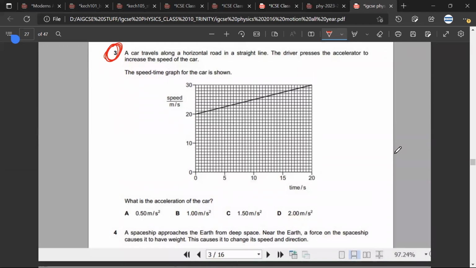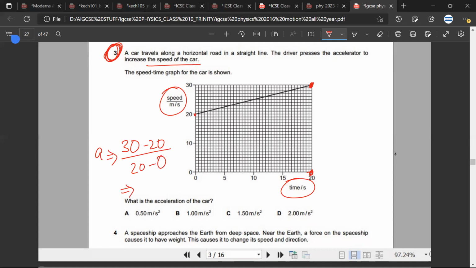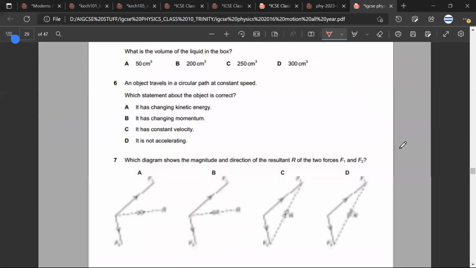Okay, a car travels along a horizontal straight line, and the driver presses the accelerator to increase the speed. This is a speed time graph. First, always look at the axis. Acceleration of the car. Can you tell me the acceleration? Sir, 0.50 meter per second squared. It would be V2 minus V1 upon T2 minus T1. So 10 upon 20 is equal to 0.5 meter per second squared. Do you agree? Yes, sir. Great.